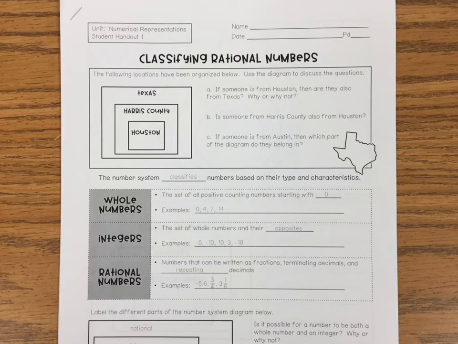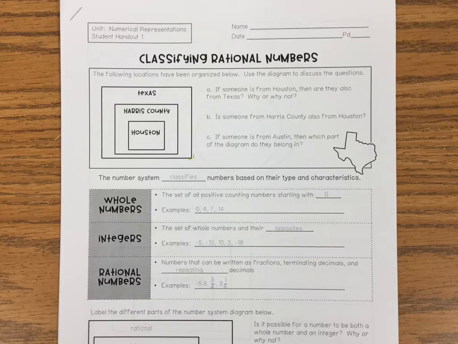If someone is from Houston, then they are from Texas. Is that true? Well, yes, I can see Houston here, and it's in this big box here that says Texas. So this is where we're going to be talking about whole numbers. So that's where whole numbers are going to live. It's just a way for you to look at it.